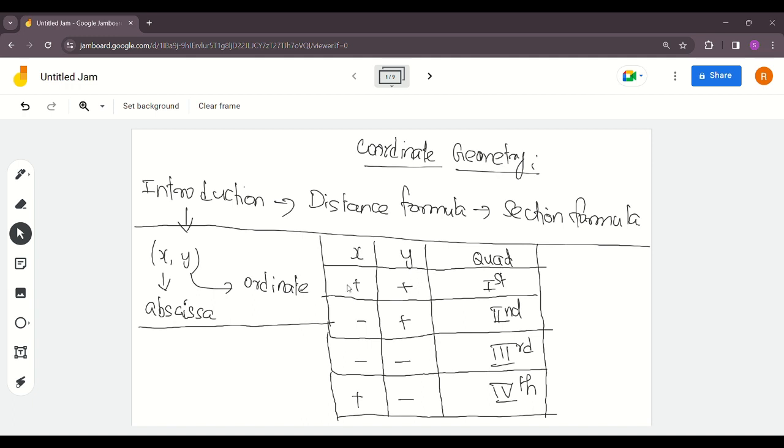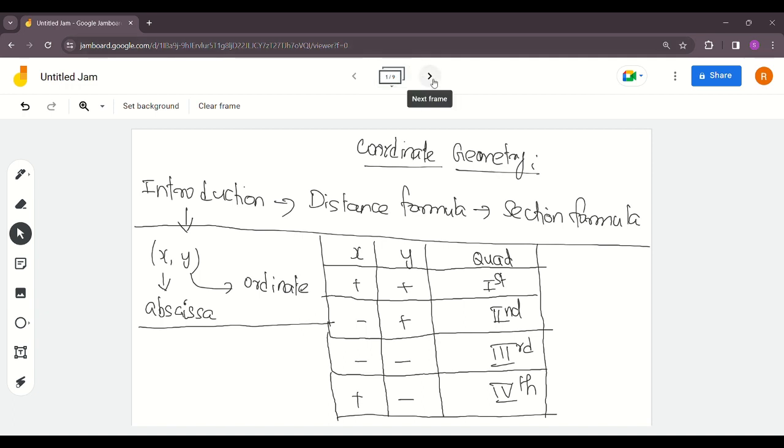If both x and y are positive, then the point lies in the first quadrant. If x is negative and y is positive, then it is in the second quadrant. If both are negative, then it is in the third quadrant. If x is positive and y is negative, then it lies in the fourth quadrant. These are the various quadrants, and after that comes the distance formula along with some important applications, and the section formula along with its applications. So this is the gist of the chapter.